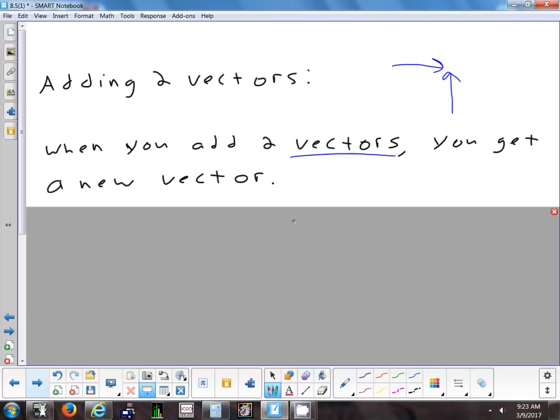Okay? Another example would be, think of an airplane flying. If an airplane is flying south and there's a wind blowing 100 miles an hour to the east, coming from the west, blowing to the east, is that plane really going to be going straight south?